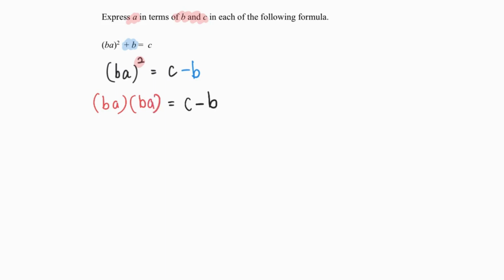So I continue to simplify. B times b is b square. A times a is a square. And I saw that this is b square times a square. I'm going to divide by b square on both sides such that I'm only left with my a square.